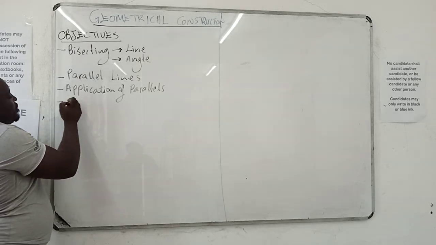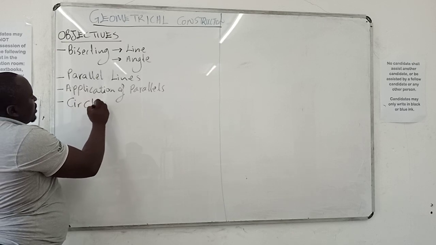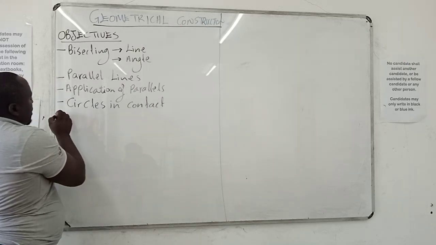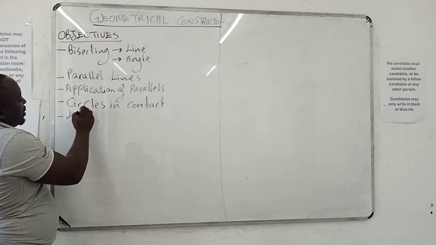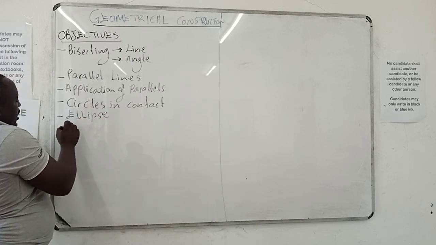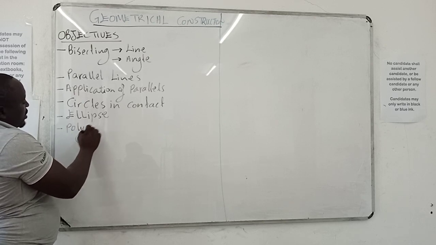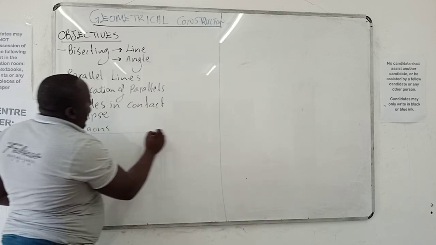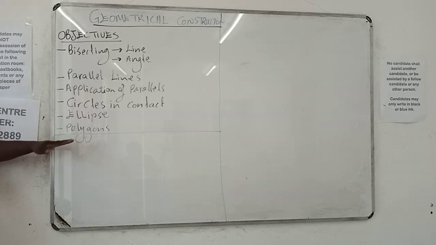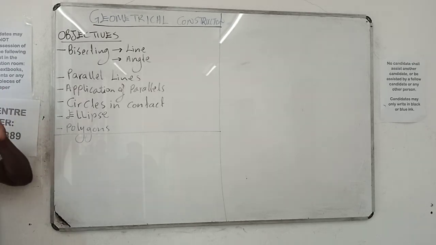We proceed to circles in contact, then ellipse, then the polygons. I know some, more especially the last two, we might not be able to do them this lesson, but we need to make sure that this is covered for you to be able to do the work on plane geometry, on geometrical construction. So we'll start from bisecting.